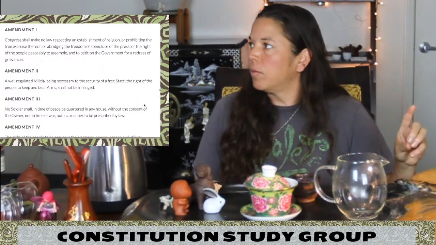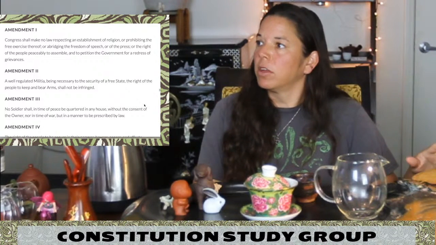All right, so Amendment 1 says Congress shall make no law respecting an establishment of religion or prohibiting the free exercise thereof, or abridging the freedom of speech or of the press, or the right of the people peaceably to assemble and to petition the government for a redress of grievances. So freedom of speech, freedom to say what we want, think what we want, practice what we want. It's a pretty simple right.